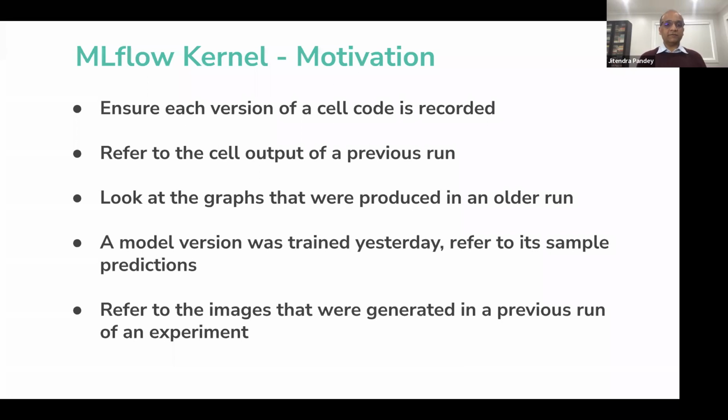And very soon you have a proliferation of Git versions. Also, it is important to be able to look at the code along with the output it produced. Therefore, we want the ability to track the cell code along with the output of the experiment run.